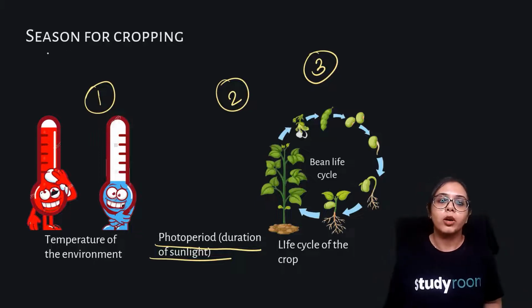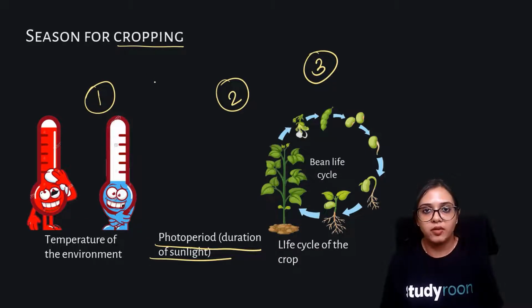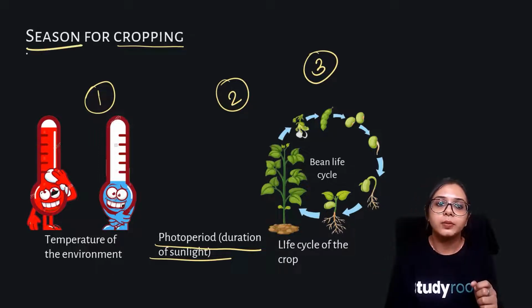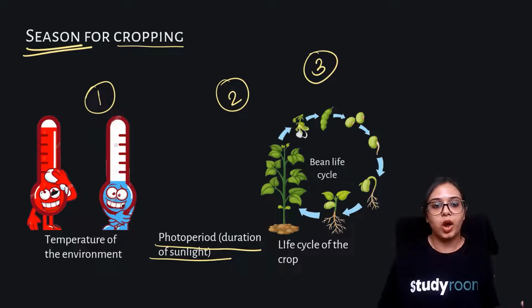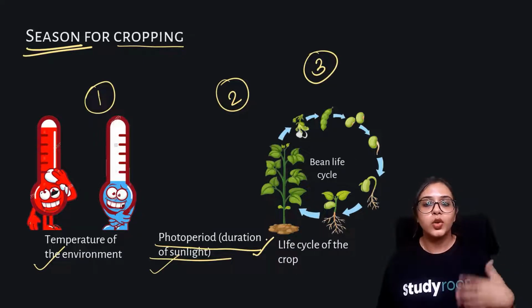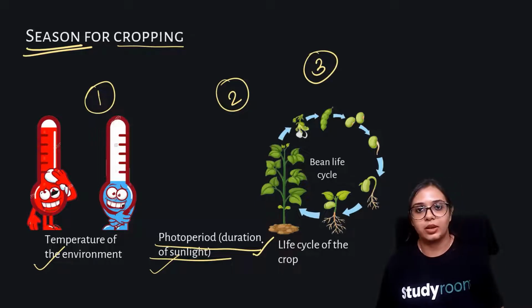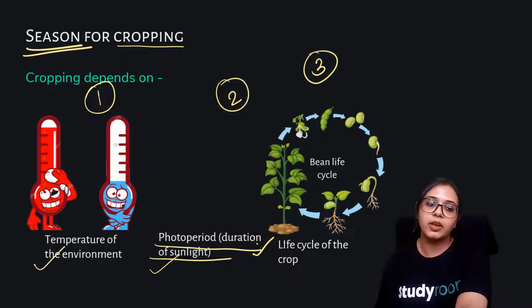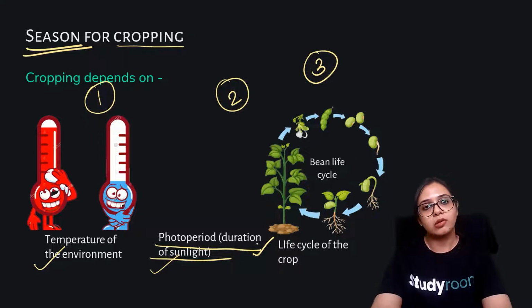So for us to get our required harvest, it is very important to sow these seeds in their respective seasons, so that they can get their requirement of temperature, their requirement of sunlight, and their nutrients, and they can produce food and absorb nutrients in their optimum life cycle, giving us a good harvest as well. So cropping depends on the temperature of the environment, photoperiod, that is the duration of sunlight that the crop is exposed to, and also the life cycle.